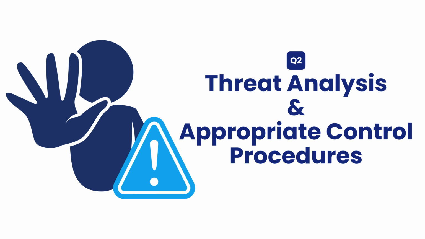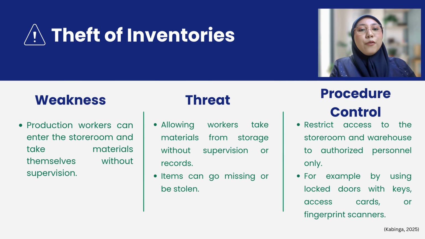Moving on, next is question 2, the threat analysis and appropriate control procedures. So now, I will explain the risk of theft of inventories. The weakness is that production workers can enter the storeroom and take materials without supervision. This means there is no proper control over who takes the inventory. The threat is that workers may remove material without any records, causing inventory to go missing or be stolen. This can lead to financial losses and inaccurate inventory records.